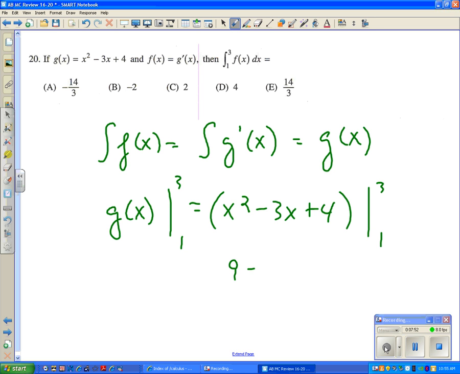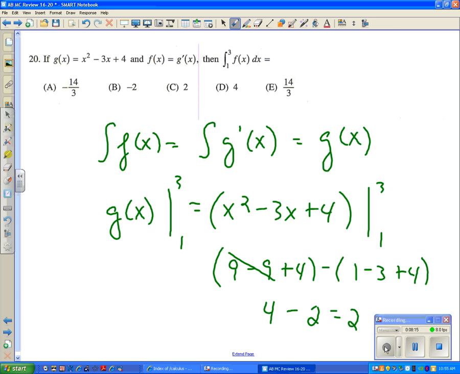So that's 9 minus 9 plus 4. And then subtract from that, what will we have? 1 minus 3 plus 4. So 9 minus 9 plus 4 minus, in the second set of parentheses, we have 5 less 3, or 2. So we have 4 minus 2, and 4 minus 2 is 2. And C would be our choice here in number 20.